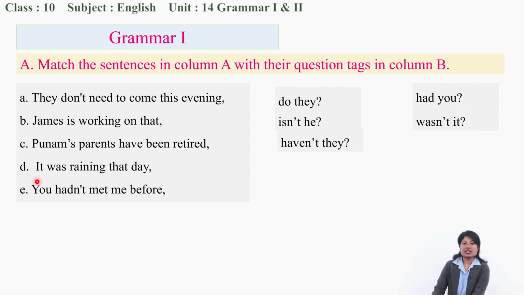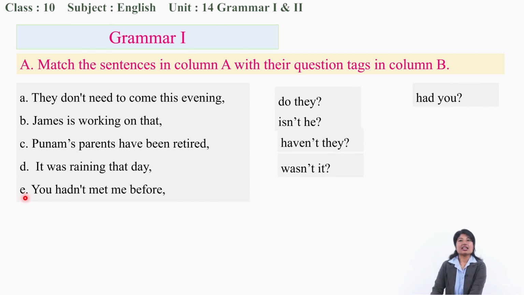Right? Okay, D. It was raining that day. What do you think? It was raining that day. The right tag is, wasn't it? E. You hadn't met me before. Okay, very easy. Had you.